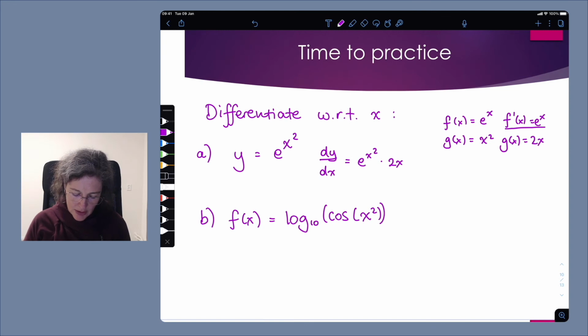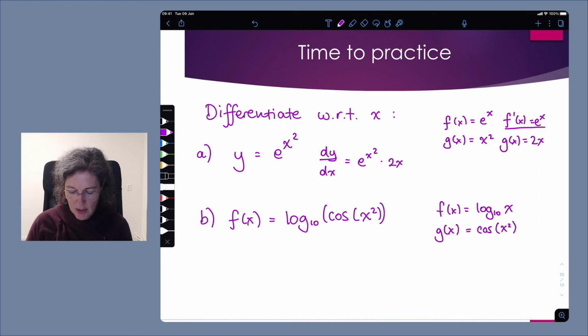Now let's have a look at part b. Again, we've got a composite function. Here our outer function is log base 10 of x, and our inner function is cosine of x squared, and we realize that actually this in itself is a composite function. So we're going to take this step by step. Let's just get that far. So if we take the derivative of f, we're going to get 1 over x times the natural log of 10.